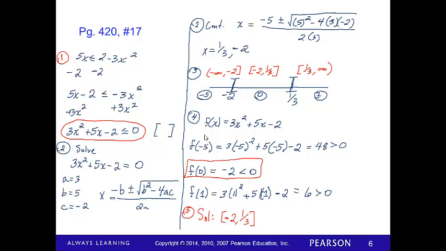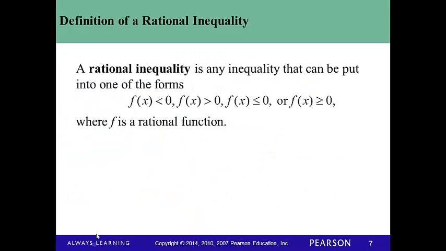Now let's look at why the other two intervals are not part of our solution. It says less than or equal to 0. When we plugged in -5 from the first interval, we got that f of x was greater than 0. Therefore, it's not part of our solution. And the same when we plugged in 1, we got greater than 0. So our solution is -2 to 1/3 with brackets. All right, let's keep going.